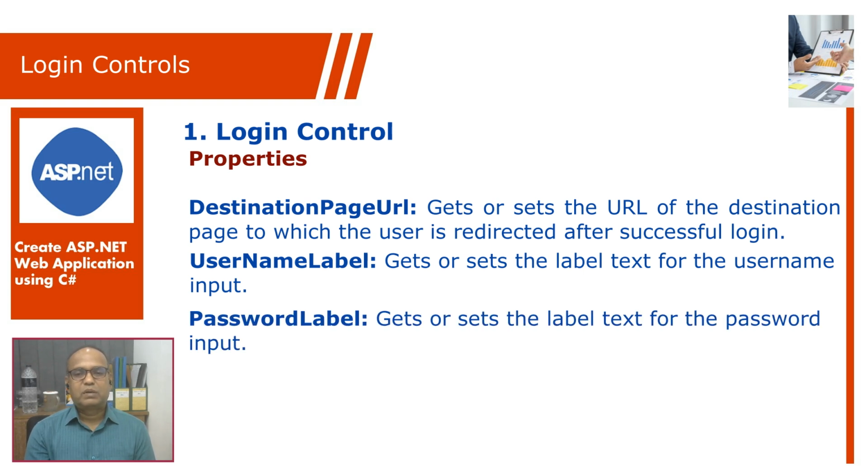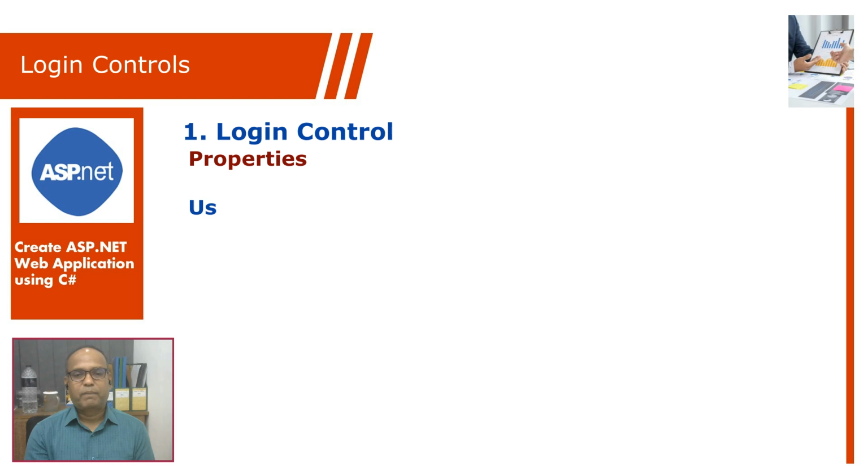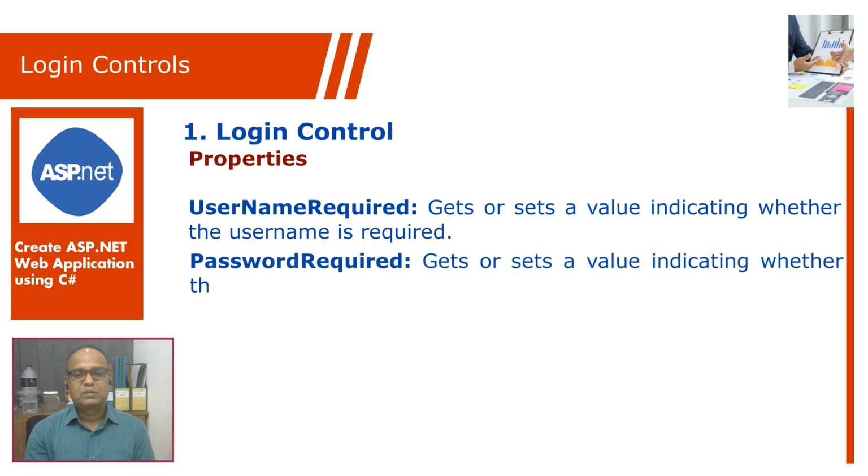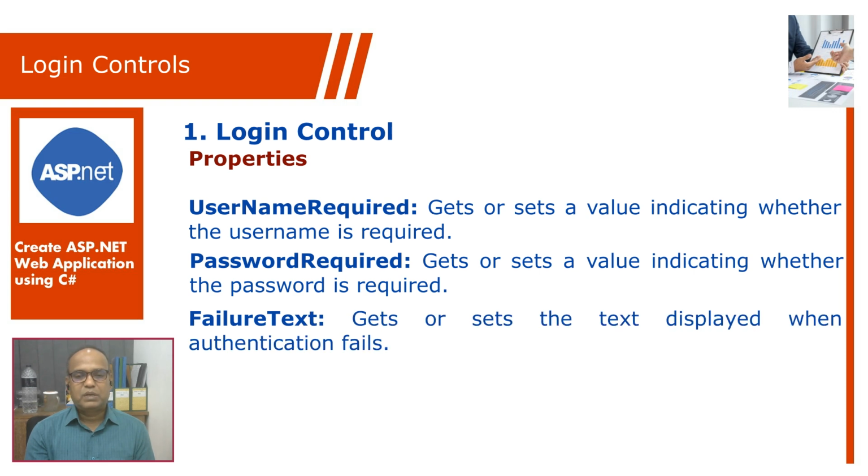Password label. Gets or sets the label text for the password input. Username required. Gets or sets a value indicating whether the username is required. Password required. Gets or sets a value indicating whether the password is required. Failure text. Gets or sets the text displayed when authentication fails.